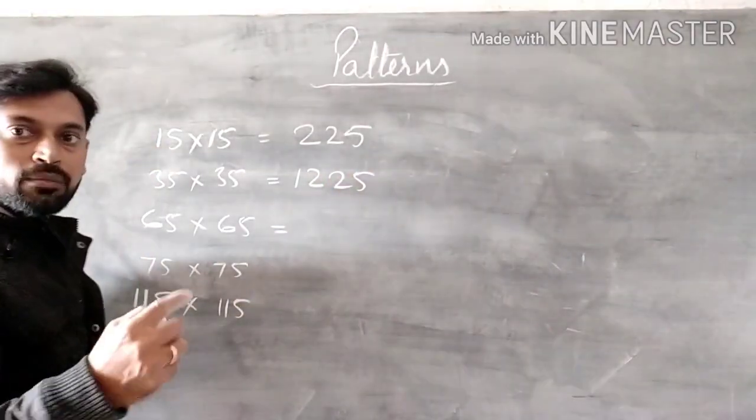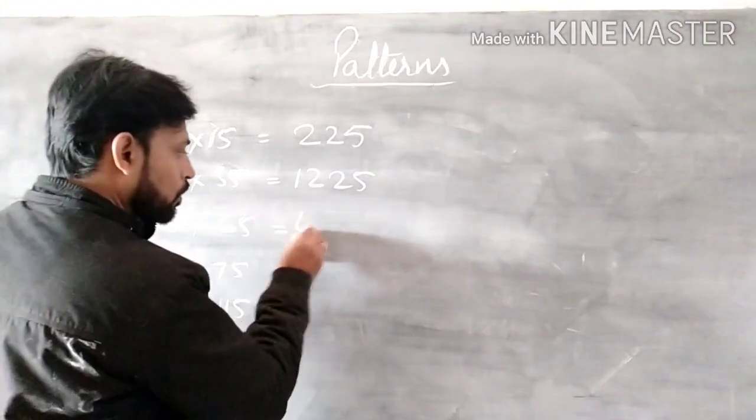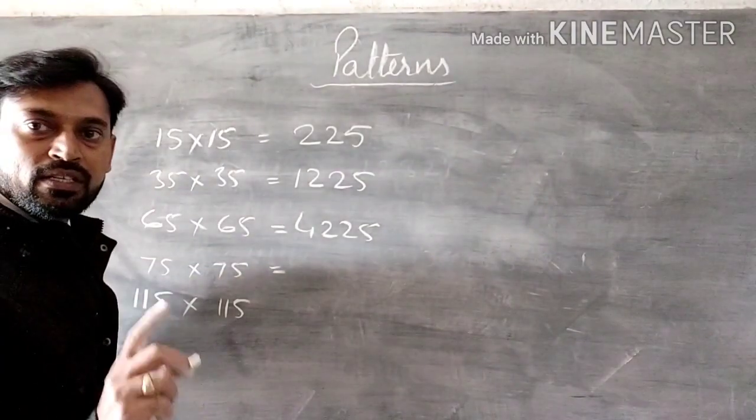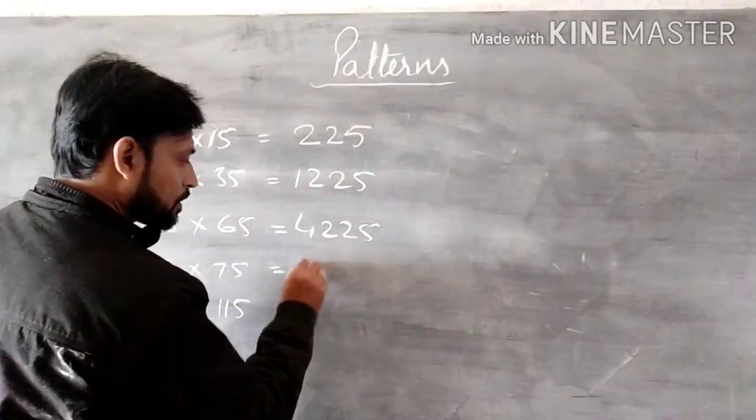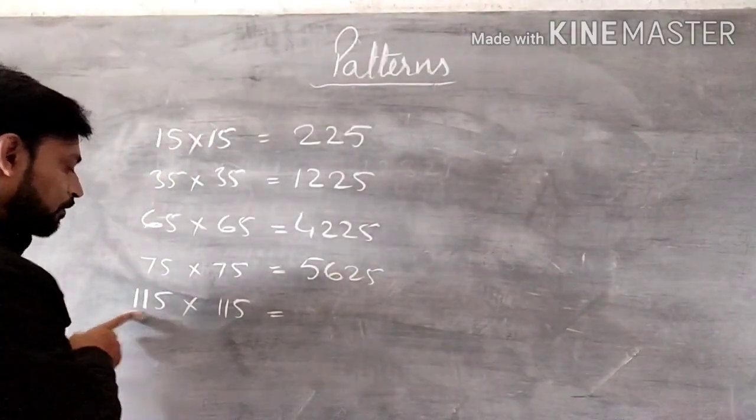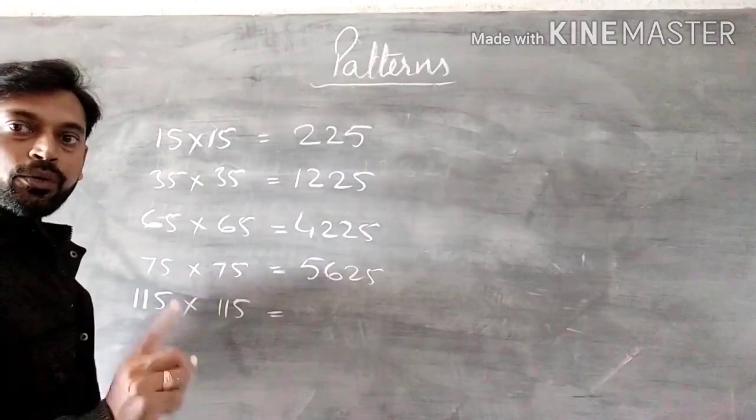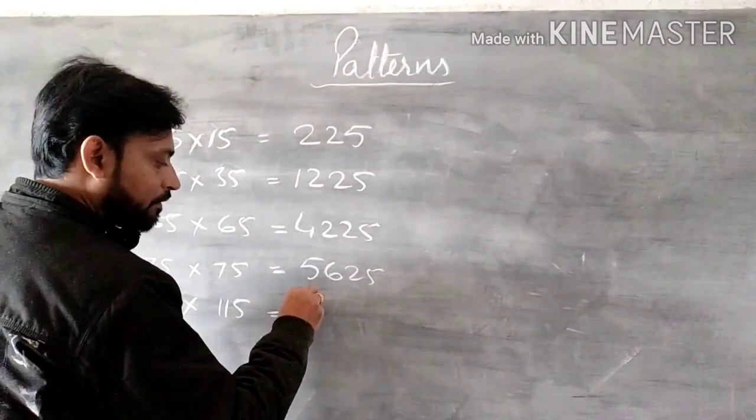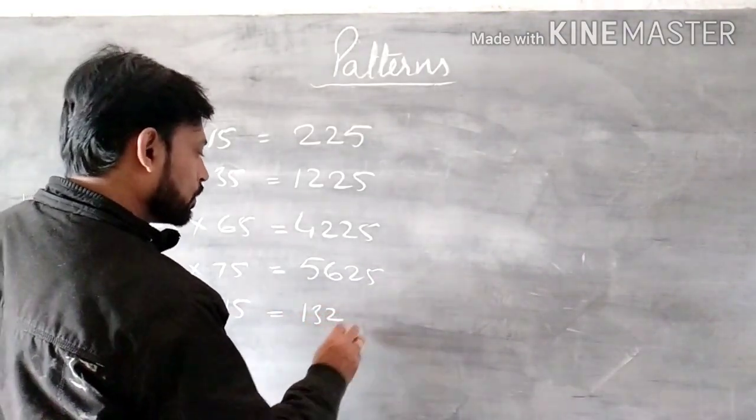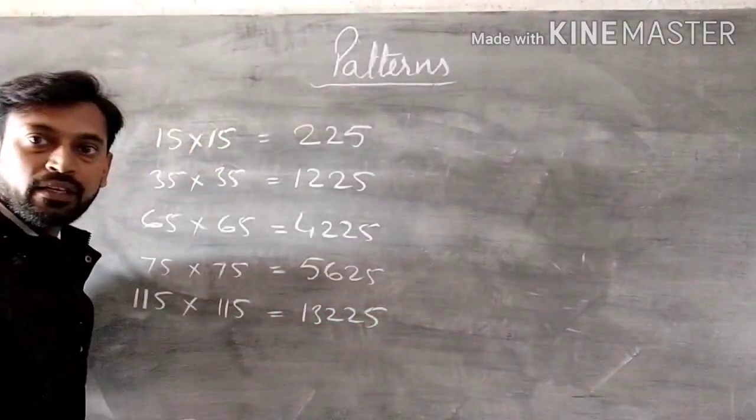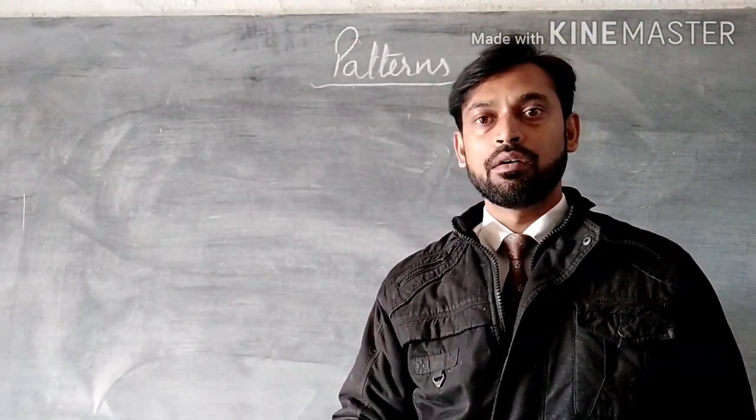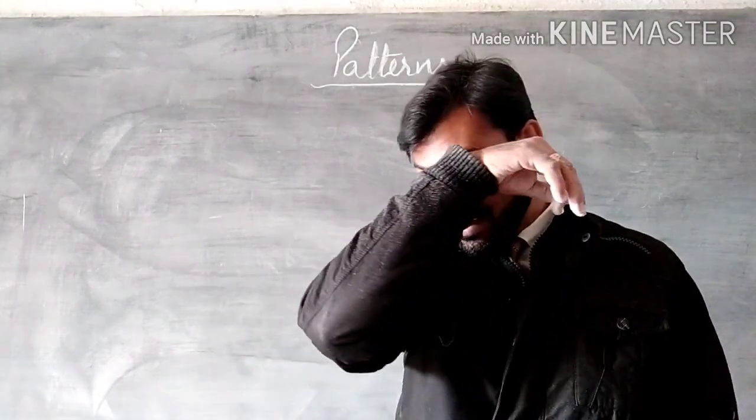Now 6. What comes after 6? 7. 6 7s are 42. So 42 and 25. Now here 75. 7 into 8. 7 8s are 56 and 25. Now here we have to take 2 digits, that is 11. 11 into 12. What will be 11 into 12? So that will be 132 and 25. Is that clear? One more observation is there, and that will help you to give a correct answer instantly.